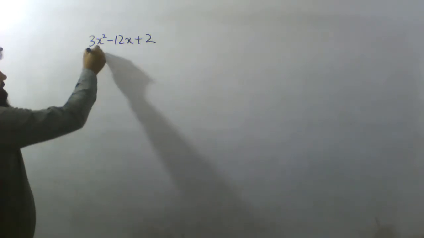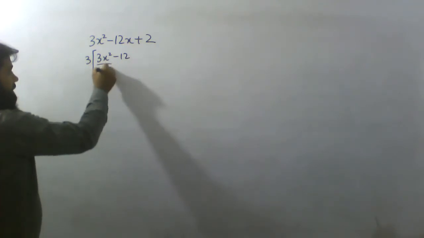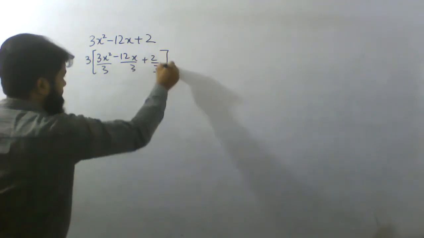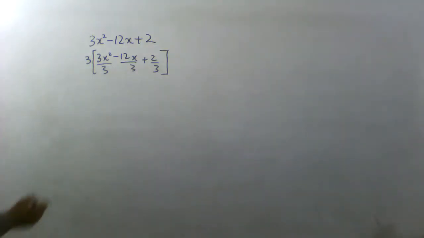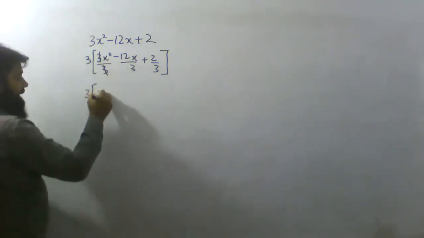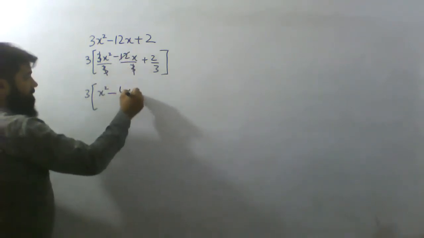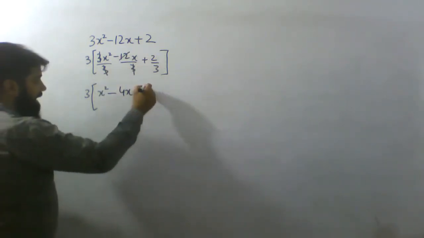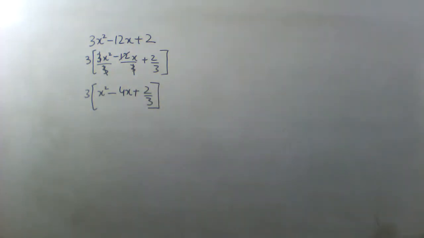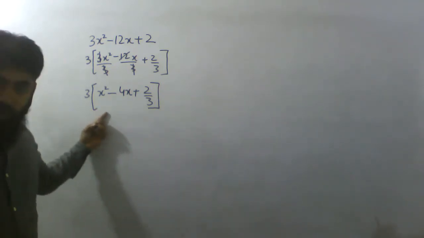So what will I do? I will divide every term by 3. Simplifying it, this will become x square, this will become 4x, and 2 upon 3, I can't divide them, so I will keep it in this way. That is also a form of taking common.